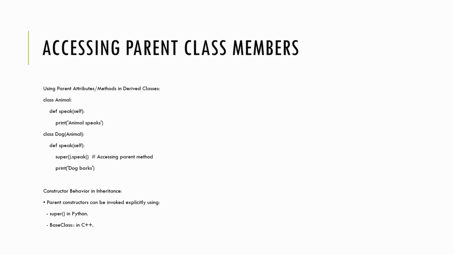Inheritance also allows accessing parent class members. For example, in the example, dog is inherited from animal, and we are using the speak method from animal using the super keyword. Using super, the derived class can invoke methods or constructors from the base class. Similarly, in C++, the base class :: syntax is used for explicit calls to base class methods.